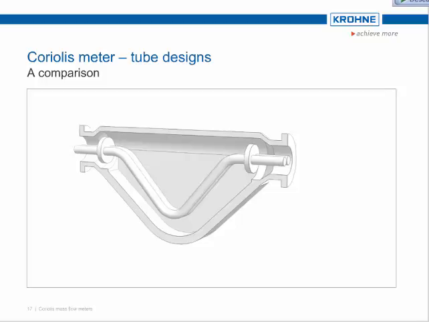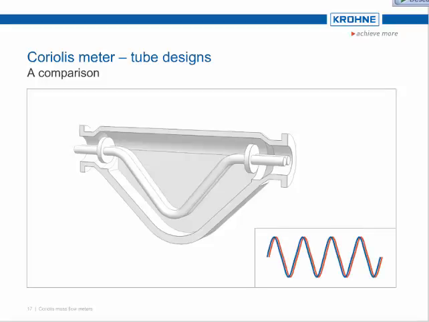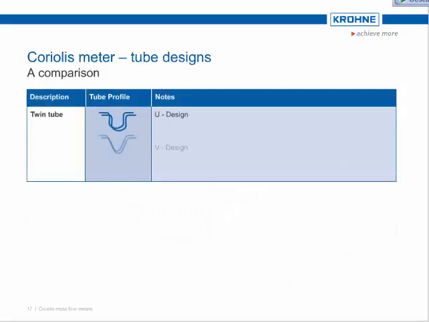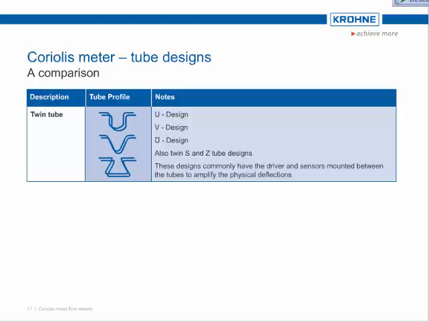Independent of the physical construction of the Coriolis instrument, all use the same fundamental principles. Historically, Coriolis meters have been of a twin bent tube design to improve signal strength when electronics could not accurately discern the very small time shifts induced by the fluid mass flow rate. Many designs have been used from the classical U and V tube designs to omega profiles, along with S and Z profiles and coiled construction. All of these designs commonly have the driver and sensors mounted between the tubes to amplify the physical deflections.